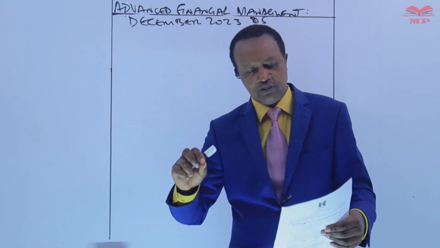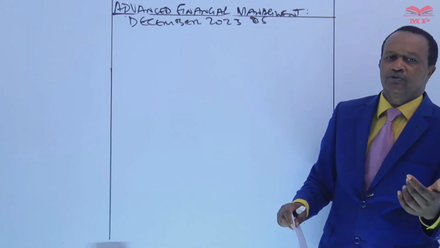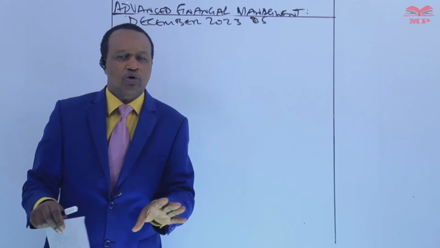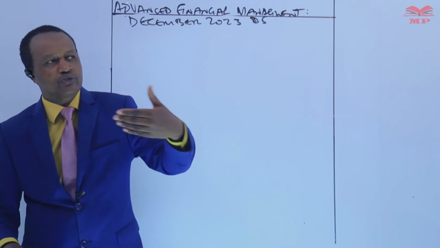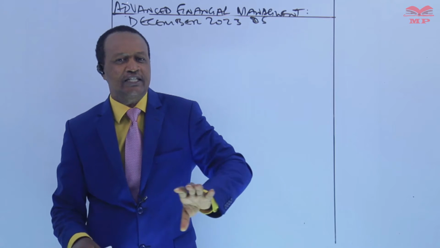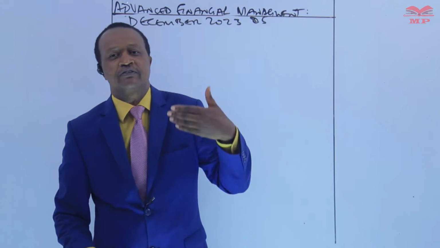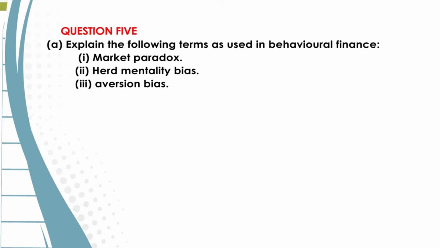So there is that bit on loss aversion bias. For example, an investor may be reluctant to sell a stock that has declined in value, even if the fundamentals suggest it's unlikely to recover, because they don't want to realize the loss. And that can lead to missed opportunities and even further losses. That's the meaning of loss aversion bias.